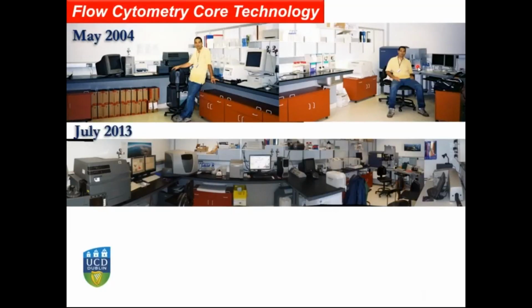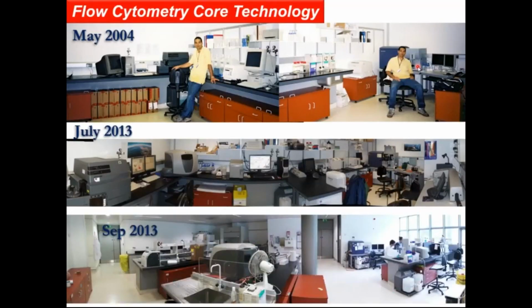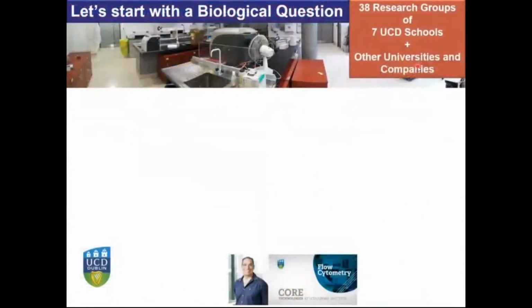So we ran out of space, and what we needed was more space for the users as well. So we moved into this big, large lab. So again, things are changing, methods are changing, instrumentation is changing, and nowadays, even though the location is the same, we have to readapt to the new needs. At the moment, we are covering 38 different research groups in 7 UCD schools, but also we cover a lot of different universities here in Ireland and companies.